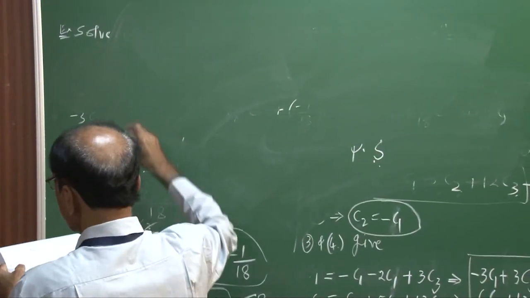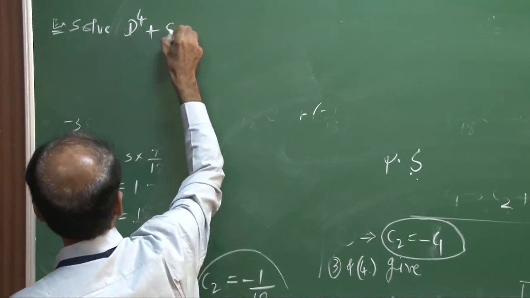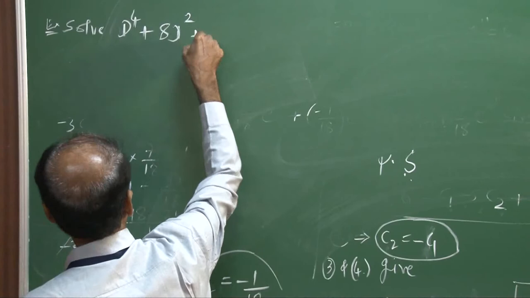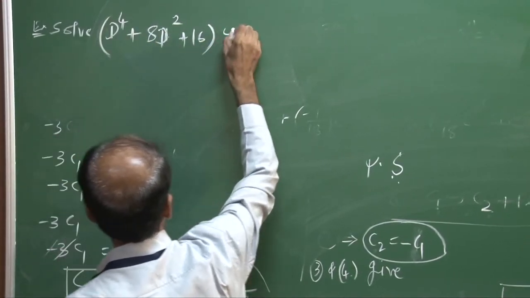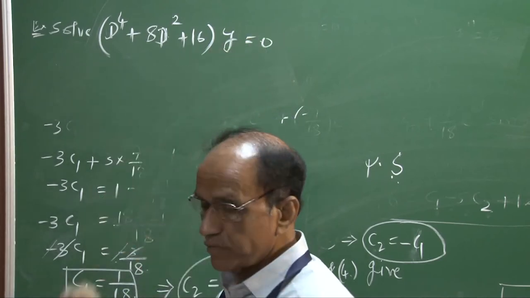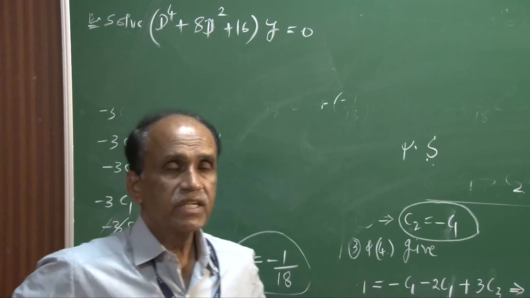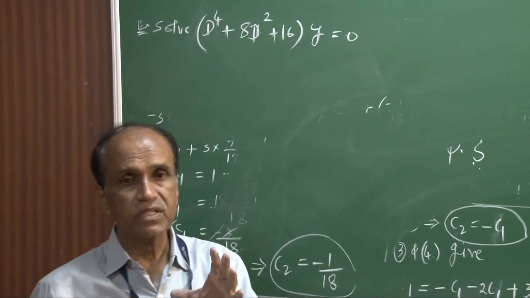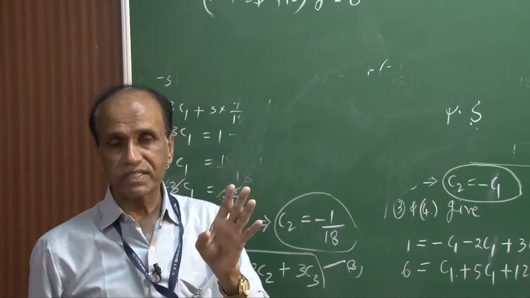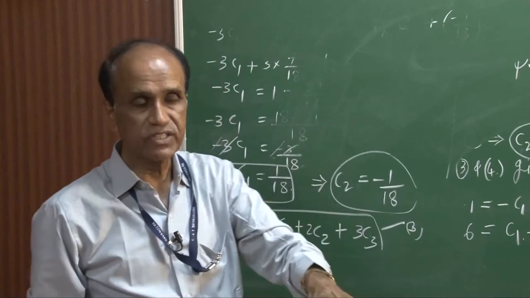this is a fourth degree equation: solve D to the power of 4 plus 8 D square plus 16 operating on y equal to 0. Here this problem is without initial conditions. With initial conditions and without initial conditions: with initial conditions will help us to calculate the values of constants. Without initial conditions means you will leave the answer in terms of constants only.